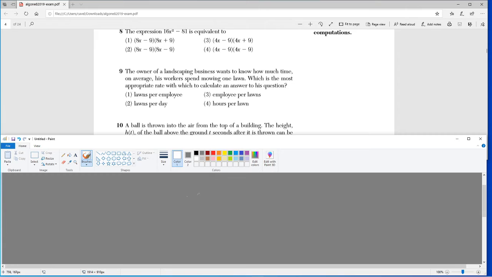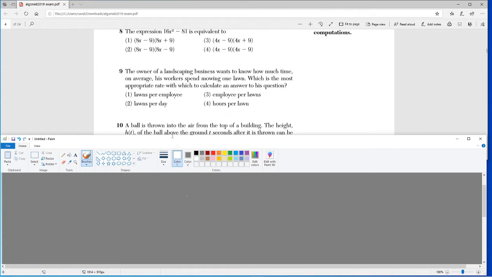Alright. The owner of a landscaping business wants to know how much time on average his workers spend mowing one lawn. Which is the most appropriate rate with which to calculate an answer to his question? So we want to see how long it takes for a worker to mow the one lawn, or the workers to mow the one lawn. So lawns per employee, no, that means the number of lawns is being divided by the number of employees. That doesn't really make sense. 3 employees per lawn doesn't really make sense either, because we're talking about one lawn.